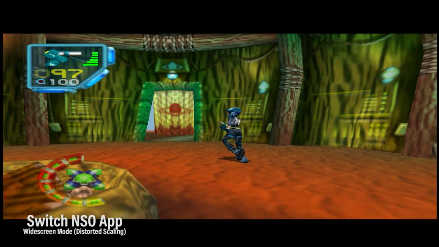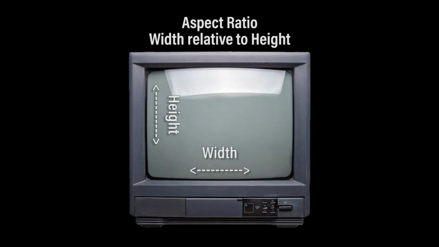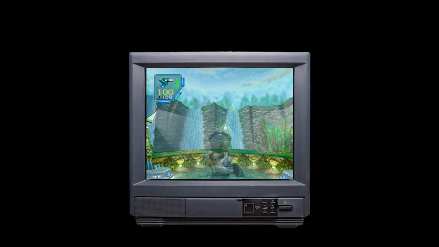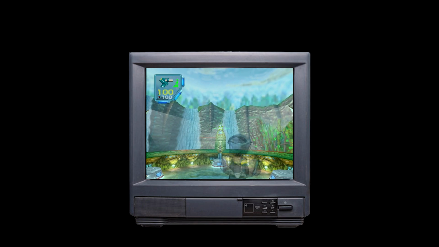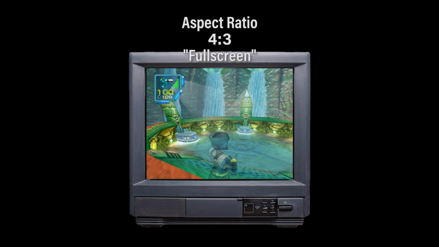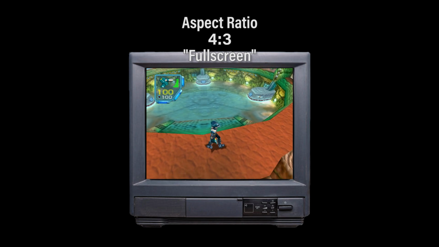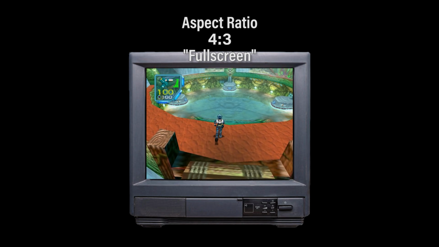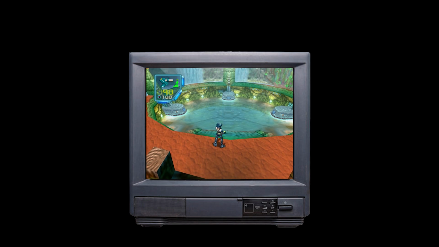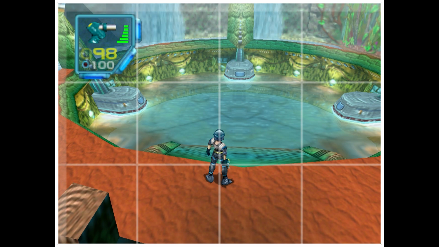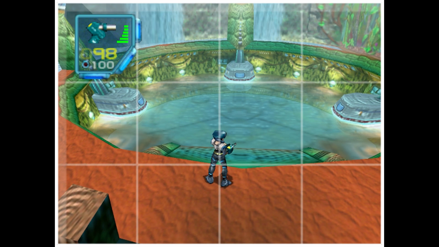Alright, let's get some terminology out of the way. An aspect ratio is, simply put, the width of a display relative to its height. So when we're talking about an old CRT television like we would have used to play N64 games back in the day, this aspect ratio would usually be 4:3, though other aspect ratios did exist even at that time. 4 is the horizontal size, and 3 is the height. We can visualize this really easily by saying that if we break the width of the display into 4 equal parts, the height would consist of 3 of those parts.